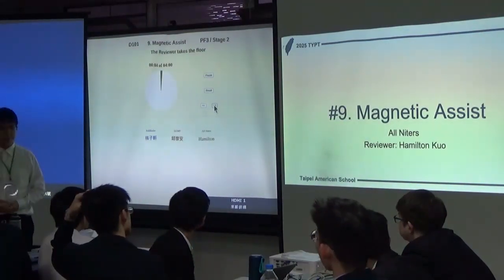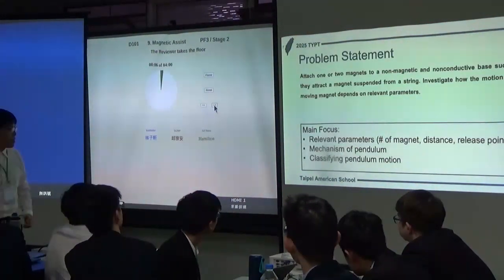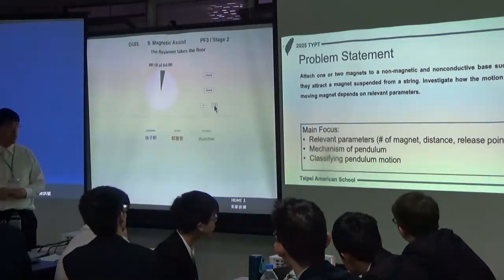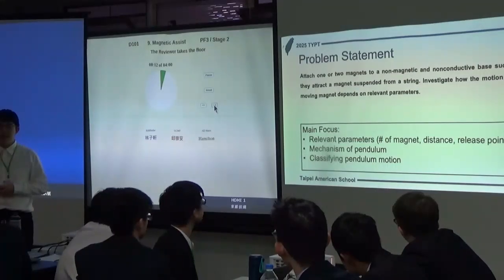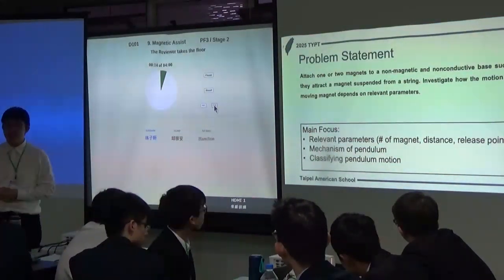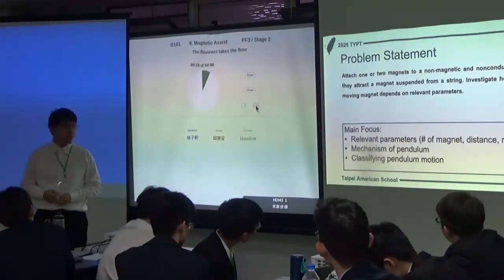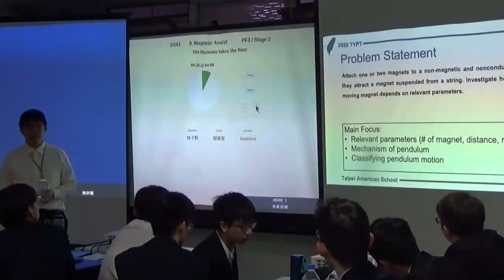I'll be reviewing the magnetic pendulum. In this presentation, the reporter decided to focus primarily on certain mechanisms of the pendulum in classifying different pendulum motions. They also decided to vary the relevant parameters such as the number of magnets on the base, the distance between the base magnets, and the base point.